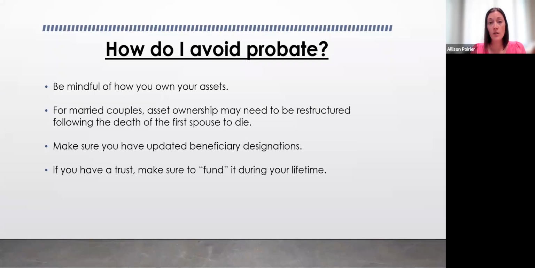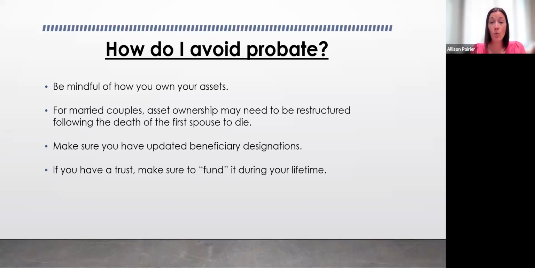So for a lot of the married couples that I meet with, upon the passing of the first spouse, there really is no probate, just because all of the assets are already passing outside of probate, simply by virtue of the way the assets are owned. Also, make sure you have those beneficiary designations updated. If things change, or you decide you don't want to leave assets to the beneficiary you had previously named, make sure you contact the financial institution where you have that account and fill out an updated beneficiary designation form with them.